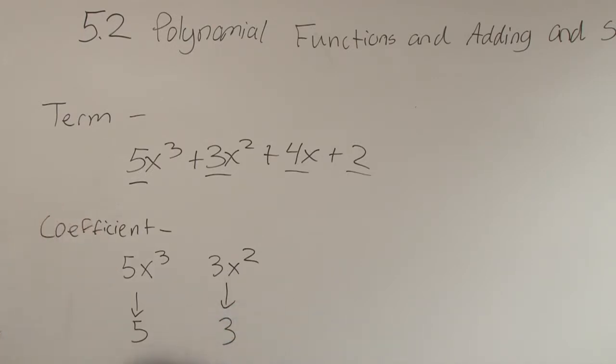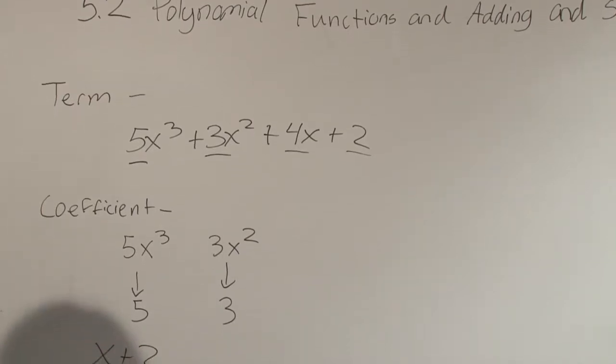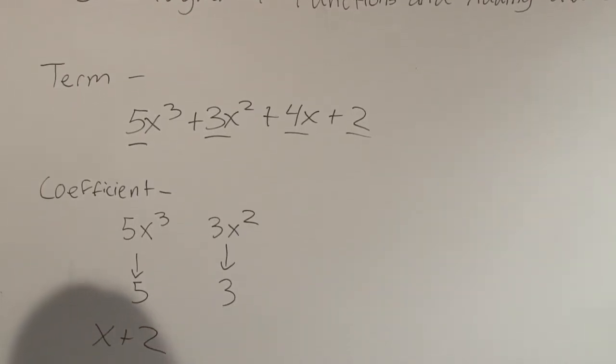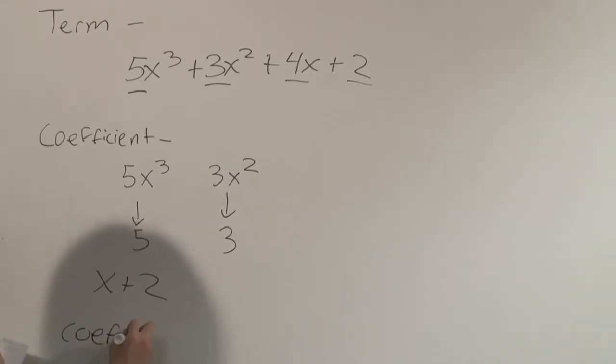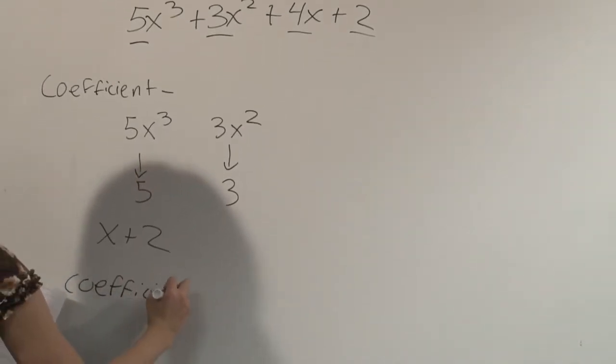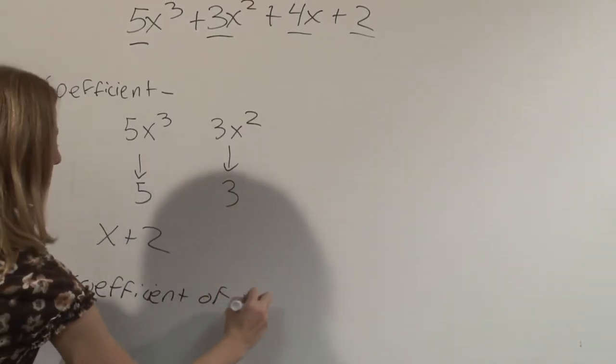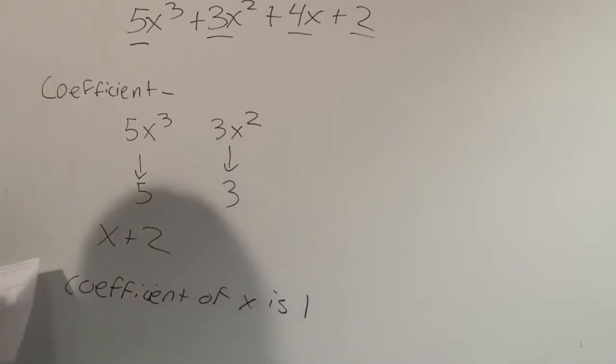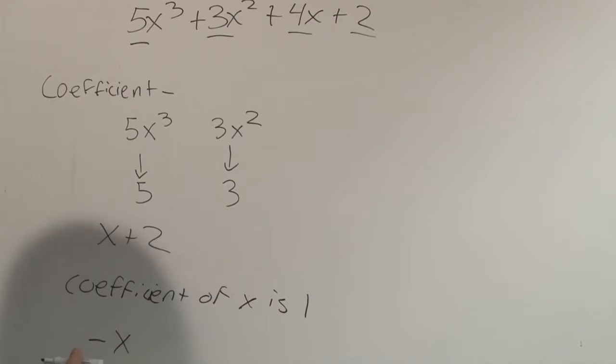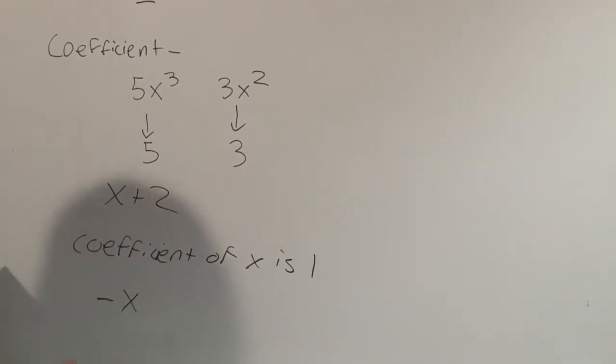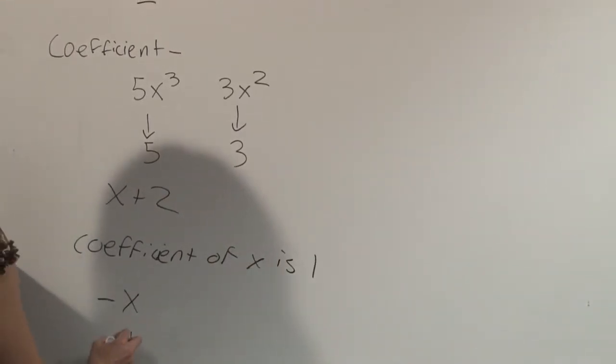And then if you have something like x plus 2, and you want to find the coefficient of the x, remember that x is the same as 1x, so we could factor a 1 out of the x. So the coefficient of x is 1. The same thing if I had a negative x, the coefficient of the negative x is negative 1.